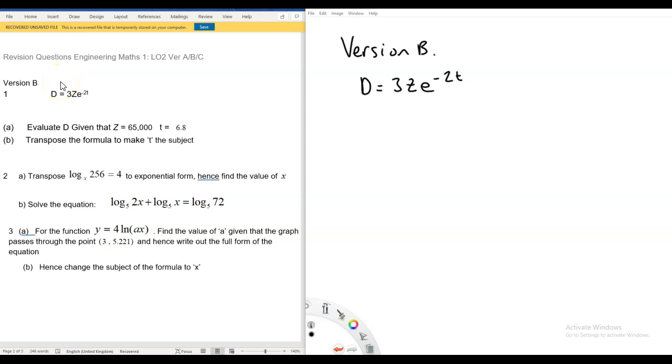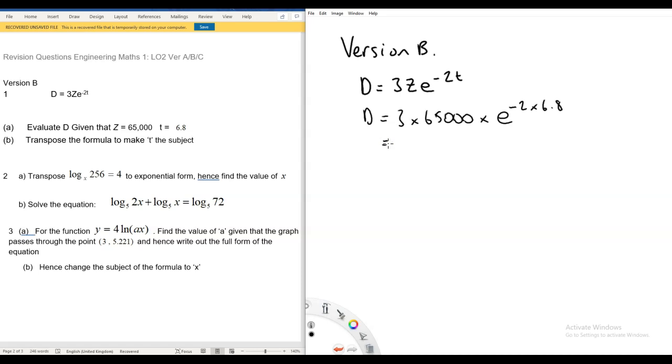Okay, there's version B. D equals 3 continental Z e to the minus 2t. Evaluate D when Z is 65,000. Invisible times e to the minus 2 times small t 6.8. Test that in one go.